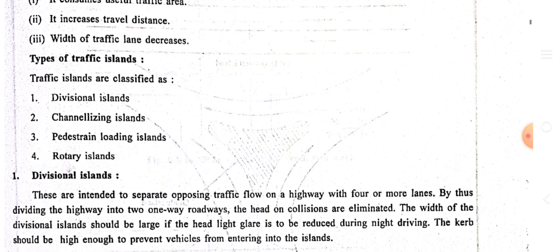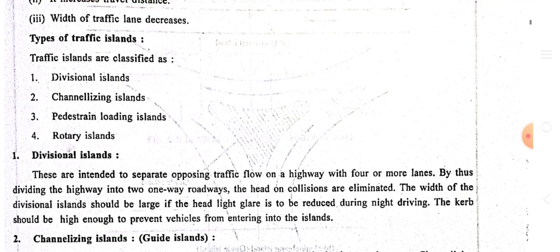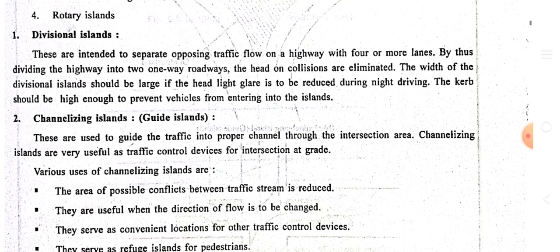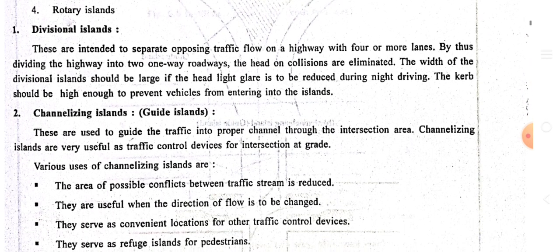Now types of traffic island: first one is a divisional island, second is a channelizing island, third one is a pedestrian loading island, fourth one is a rotary island. So first is a divisional island.